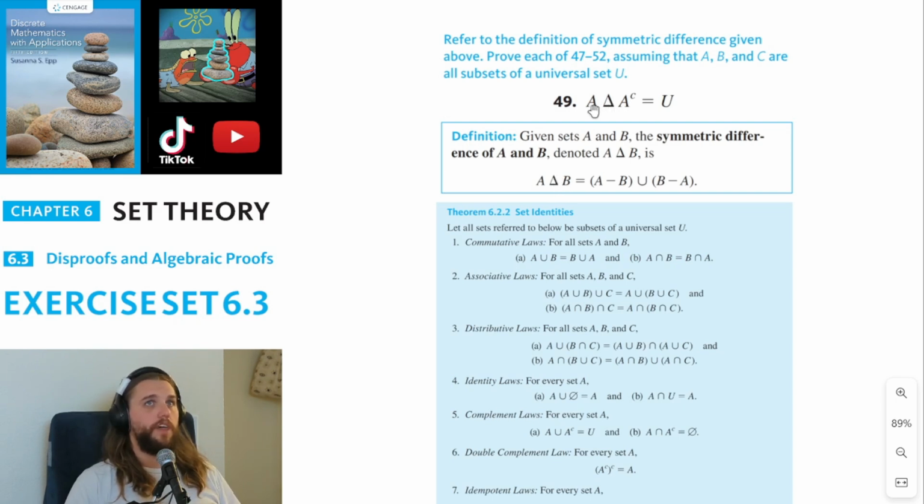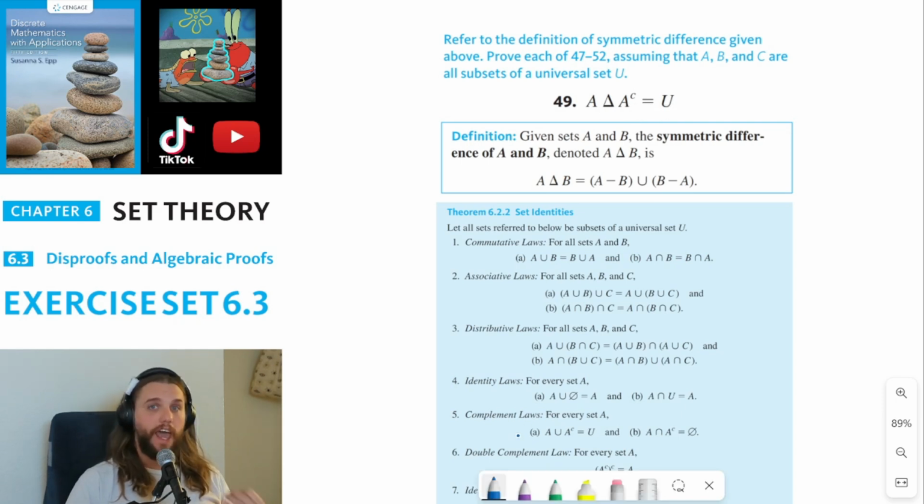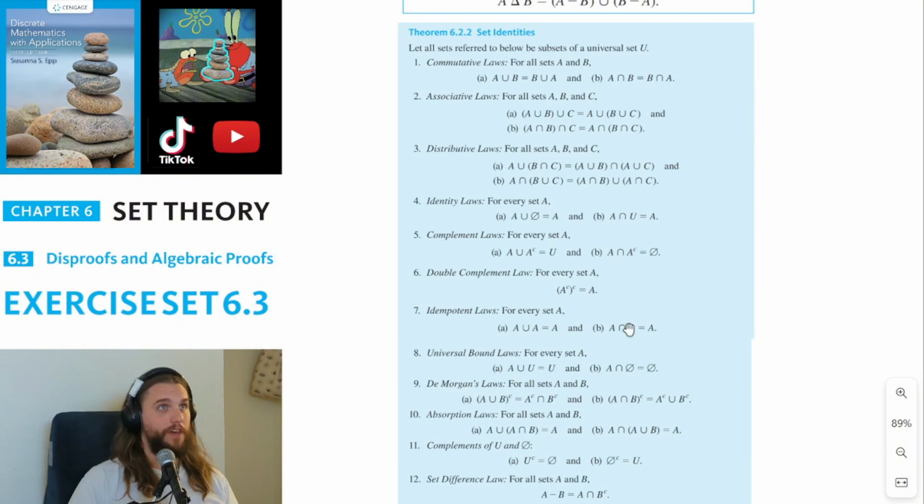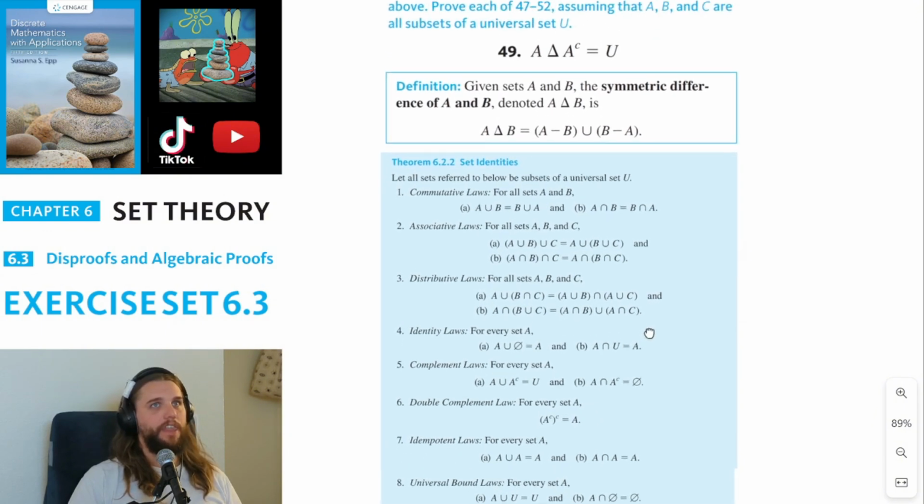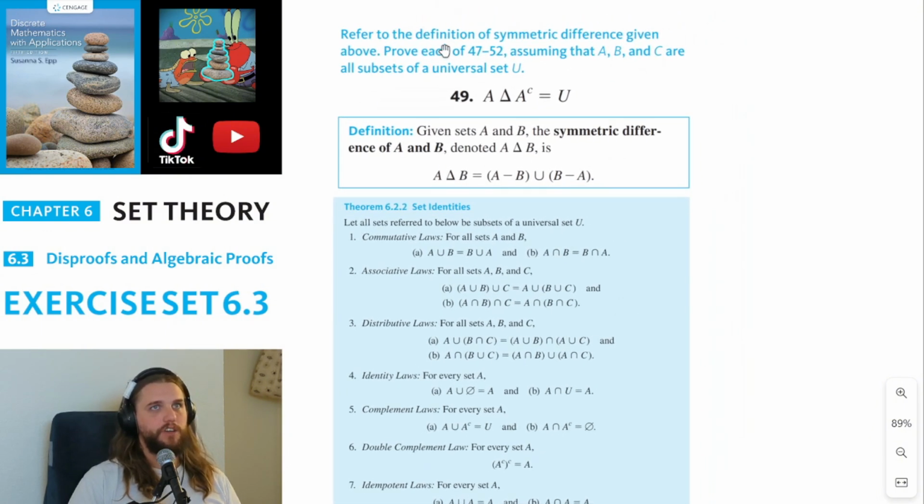We need to prove that A triangle A complement equals the universal set. Now, I'm not going to use an element proof for this proof. I'm actually going to use the set identities, of which there are 12 here. But I think it will be a little bit easier to prove that A triangle A complement equals the universal set using the set identities.